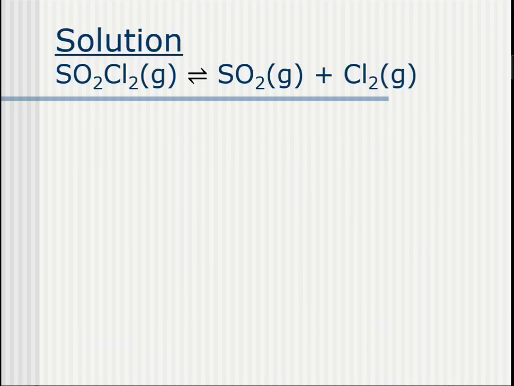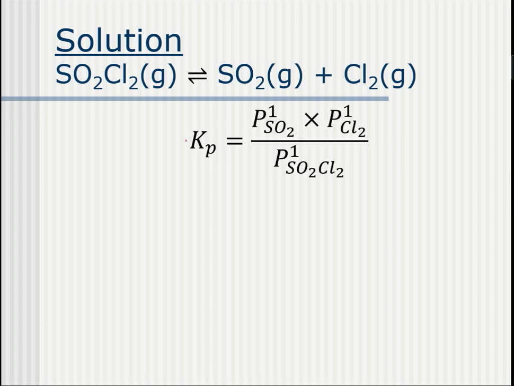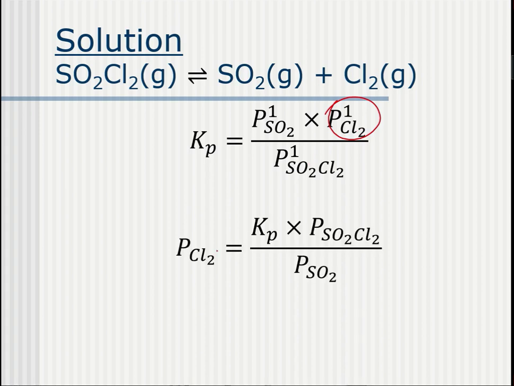Well, that's my equation, and that's my expression, but the one that I need to solve for is this one right here, the pressure of the chlorine. So I'm going to manipulate this equation so that I get the pressure of the chlorine by itself. Pressure of the chlorine equals the Kp times the pressure of SO2Cl2 divided by the pressure of the SO2. So what I've done is I've divided both sides by the pressure of SO2, and I've multiplied both sides by the pressure of SO2Cl2.